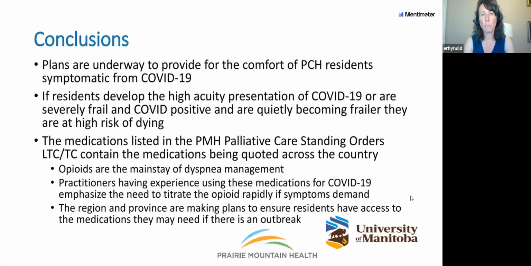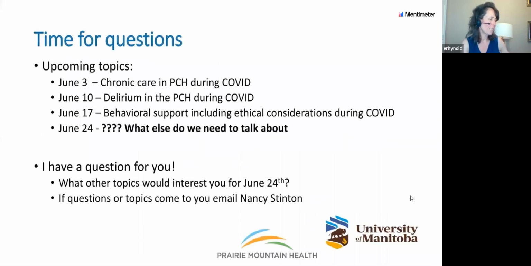So I'm going to breeze through the conclusions. We are planning within PMH how to provide for comfort of PCH residents symptomatic from COVID-19. If the resident develops a high acuity presentation, or is severely frail and COVID positive and quietly becoming frailer, they're at high risk of dying. And the medications listed in the PMH palliative care standing orders contain the medications being quoted across the country as providing symptom relief. So we have a little bit of time for questions.